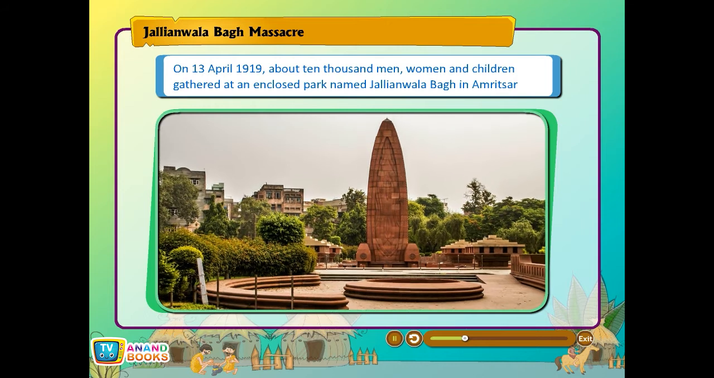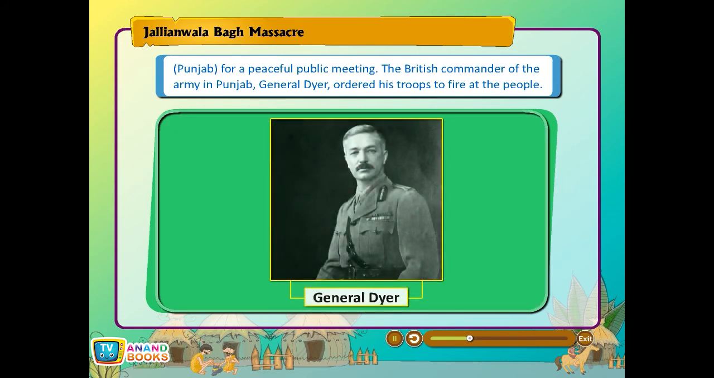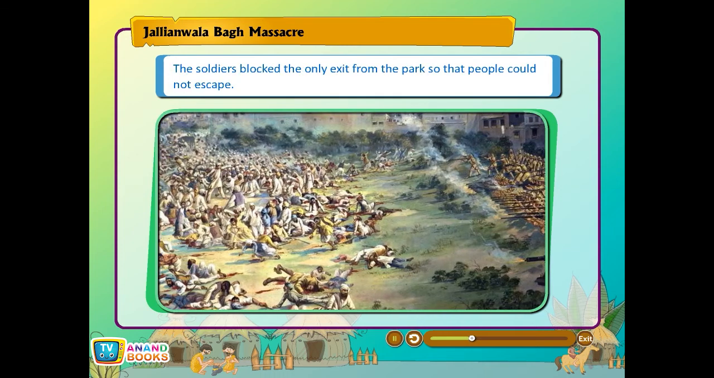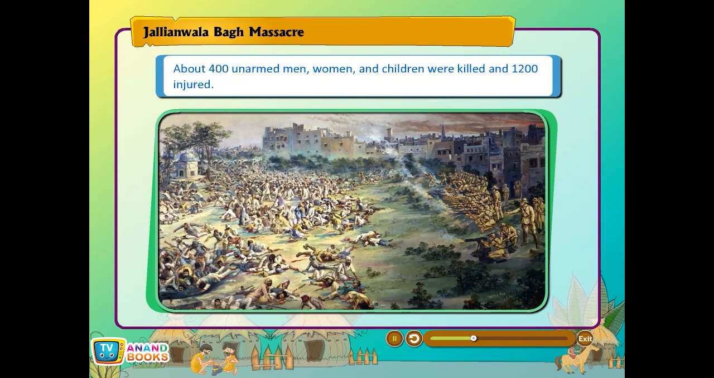Jallianwala Bagh Massacre. On 13th April 1919, about 10,000 men, women and children gathered at an enclosed park named Jallianwala Bagh in Amritsar, Punjab, for a peaceful public meeting. The British commander of the army in Punjab, General Dyer, ordered his troops to fire at the people. The soldiers blocked the only exit from the park so that people could not escape. About 400 unarmed men, women and children were killed and 1,200 injured.